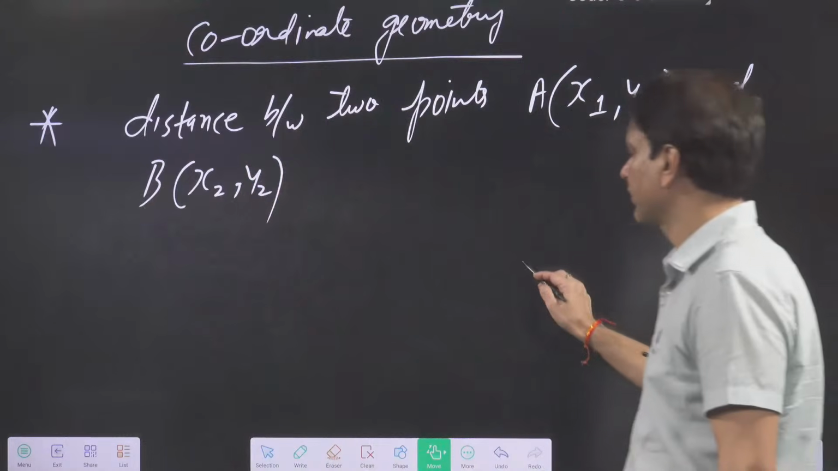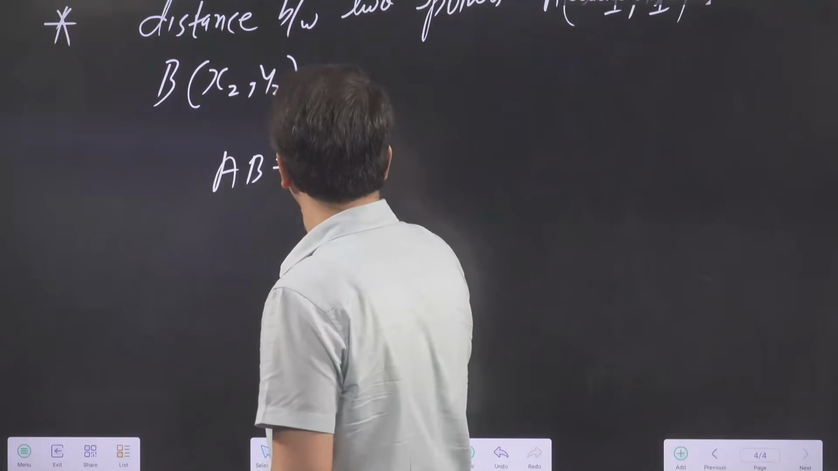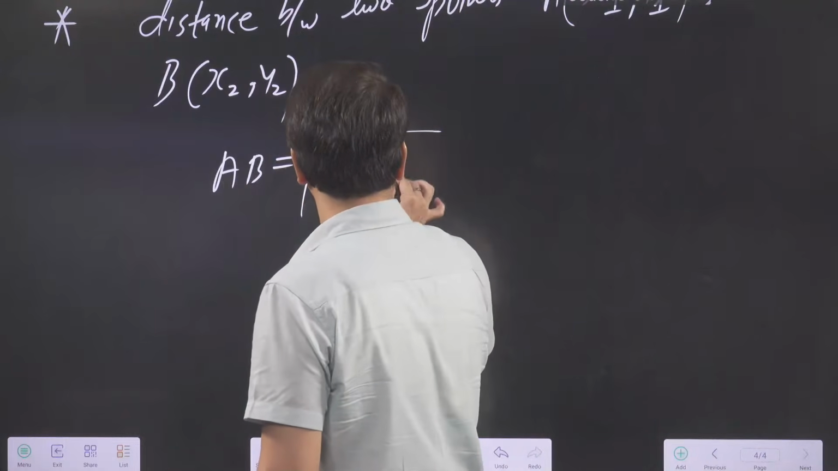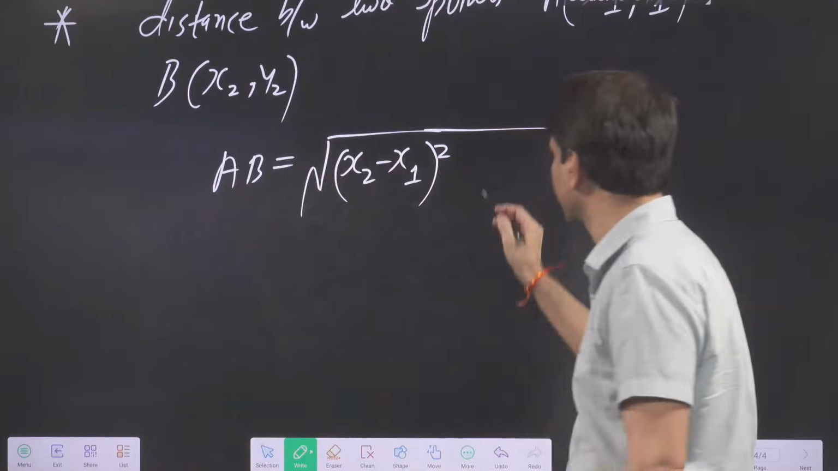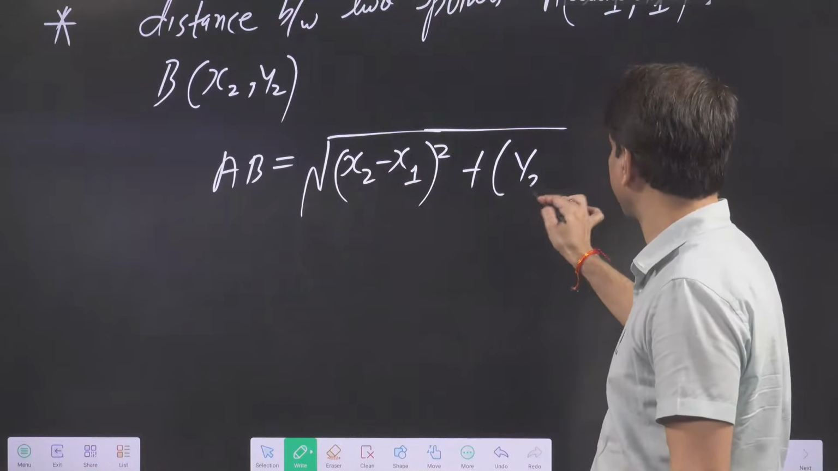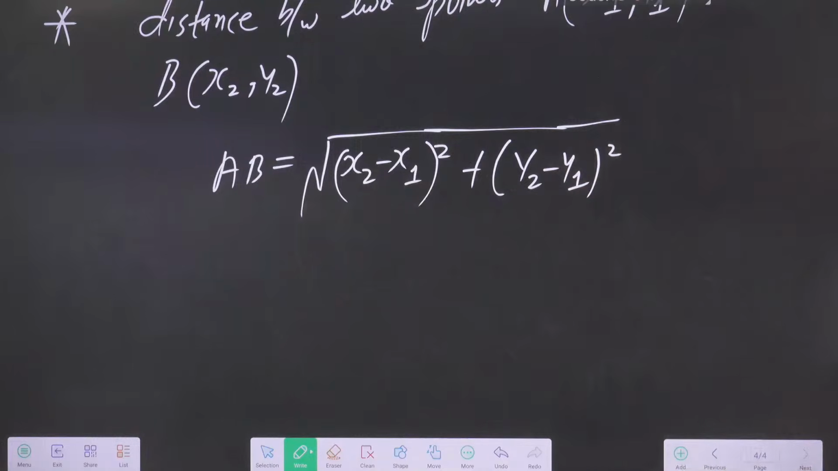So this formula for the distance between the 2 points is what? AB, what we are writing, under root of (x2 minus x1) whole square, or you can write x1 minus x2, ultimately it is a whole square, plus (y2 minus y1) whole square. This is the formula for the distance between the 2 points.